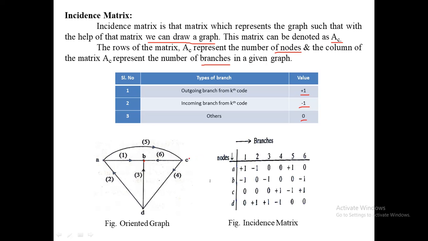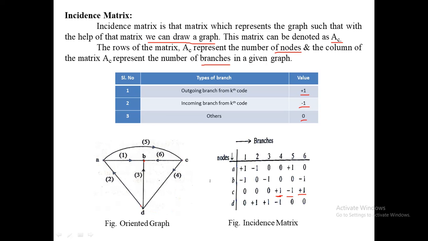Similarly, we write node C. Here for C, the branches are 4, 5, 6. Branch 4 is away from the node, so its value is +1. Then 5 is towards the node, so we put -1. Then 6 is away from the node, so we put +1. The remaining values are 0.